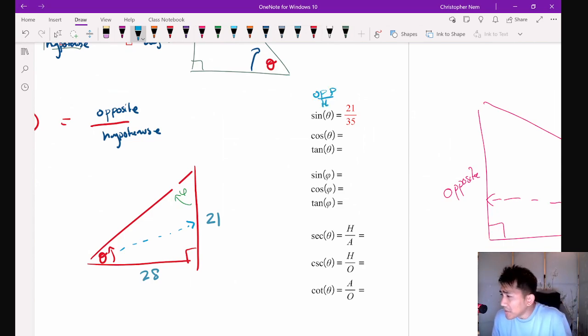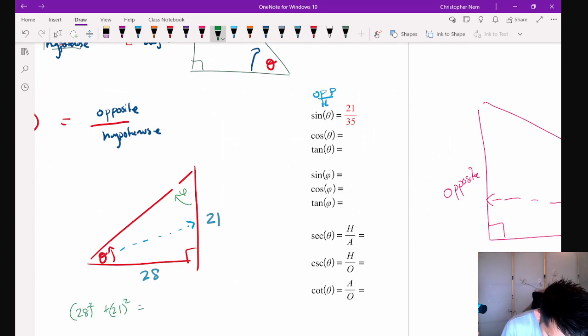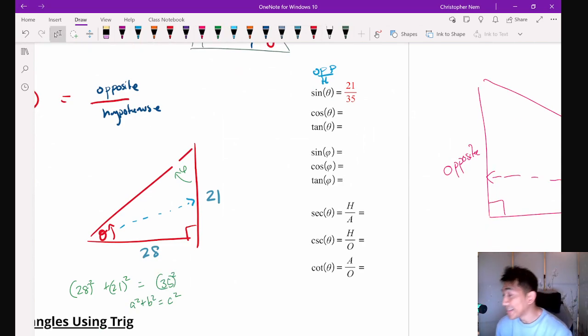But how do I know it's supposed to be 35? I didn't give it to you in this problem. Well, you have to calculate that out. By the Pythagorean theorem, we know that 28 squared plus 21 squared gives us 35 squared. A squared plus B squared equals C squared. All right. So if you did this calculation, A squared plus B squared equals C squared, you get that the hypotenuse will be 35. And that's how we get that measurement.